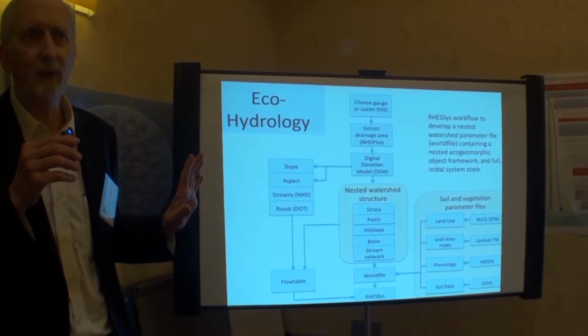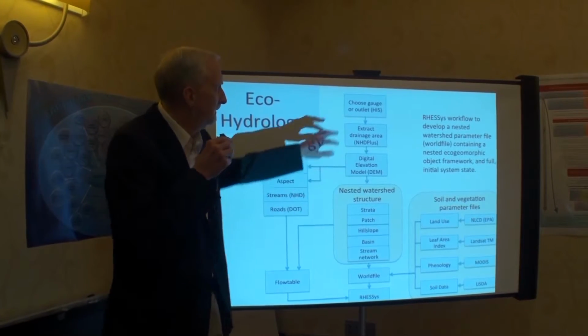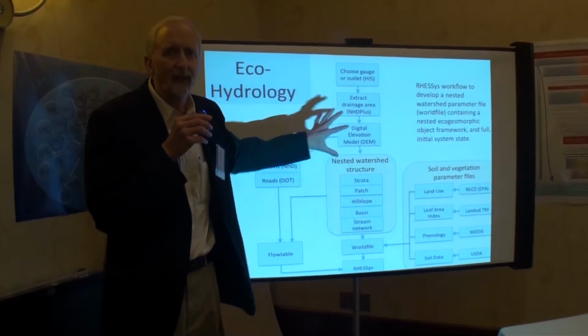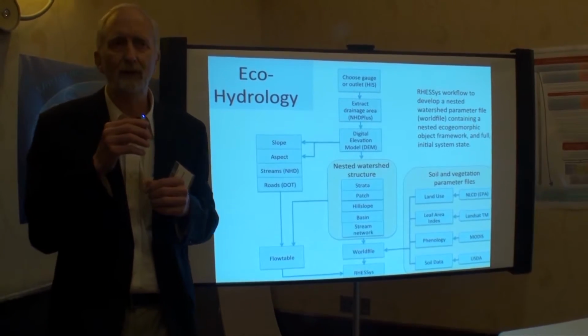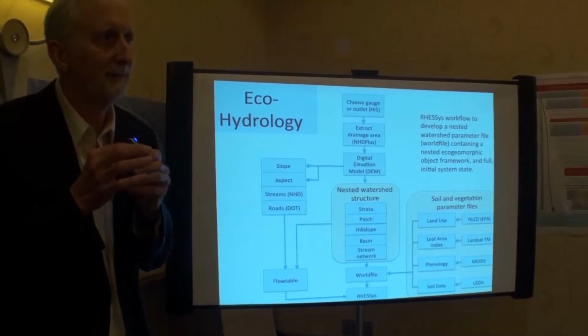So this is one example where the goal is to do hydrology analyses in a watershed. You pick a stream gauge, it automatically generates the associated watershed, does the computations to do the transformation.